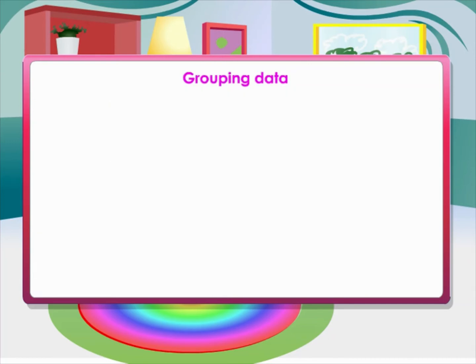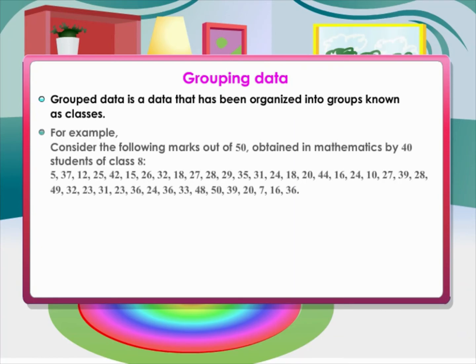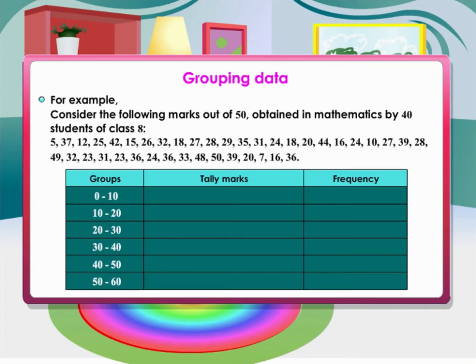Grouping data. Grouped data is a data that has been organized into groups known as classes. For example, consider the following marks out of 50 obtained in mathematics by 40 students of class 8. If we have too large a data, we apply the following method. If we make a frequency distribution table for each observation, then the table would be too long.